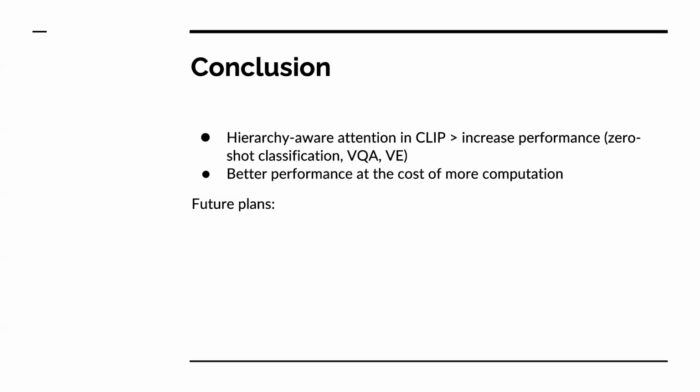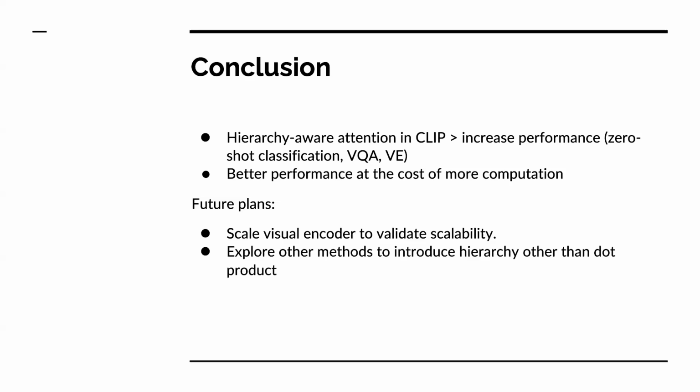And the authors did mention they have a few future plans for HiCLIP. The first one is to scale the visual encoder. They have this intuition that if you make it larger or deeper, it might boost performance. And then they're gonna explore other methods of introducing hierarchy rather than the simple dot product with a softmax that I showed you before. So they're gonna find other ways to do it.